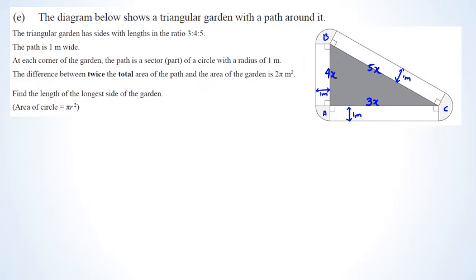Okay, let's work out the area of the garden first. The area of the garden is going to be the area of the triangle, because that's the triangular garden. The area of a triangle is half times base times height. So I have half multiplied by 3x multiplied by 4x, which is going to give me 6x squared. So that's the area of the garden.